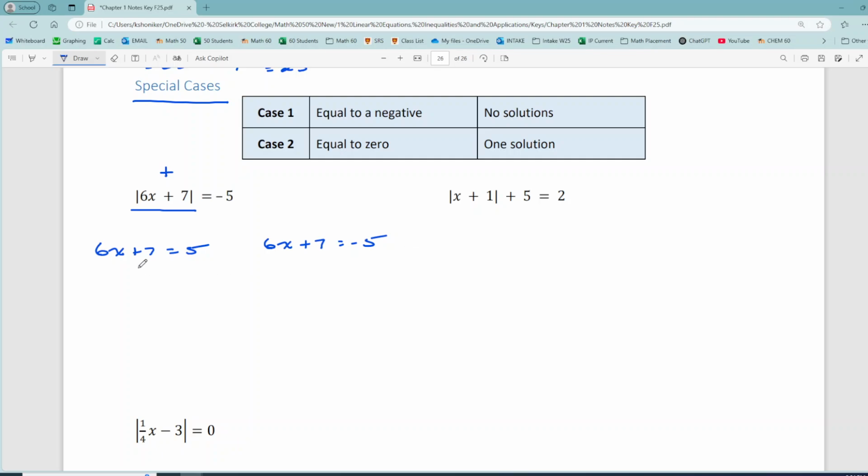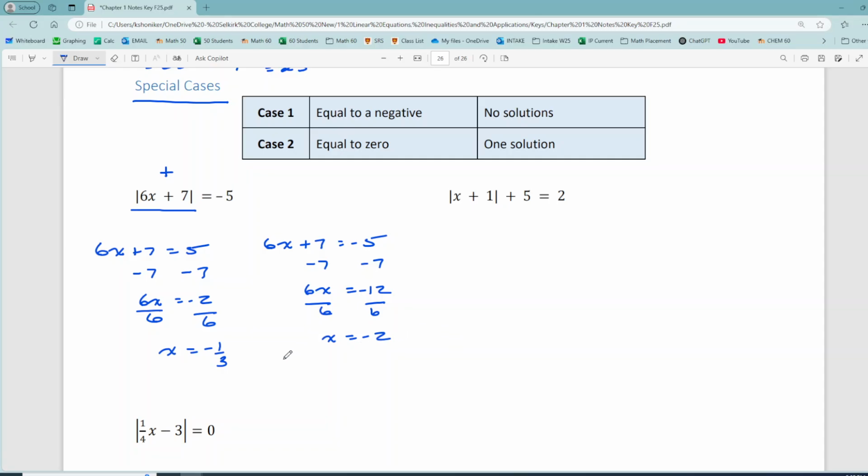Why wouldn't it? Right? Minus 7, 6x is equal to negative 2, divide by 6, divide by 6, I get x equals negative 1/3. If I went to check that, is the other one nicer? Yeah, let's check this one. This one I get 6x is equal to negative 12, and then I divide by 6, and I get x is equal to negative 2. So the moral of the story is neither of these is going to work.